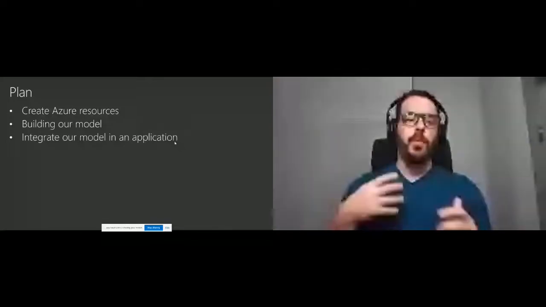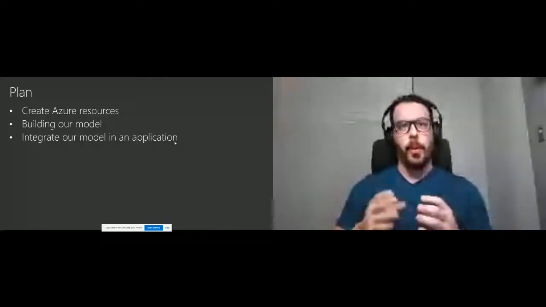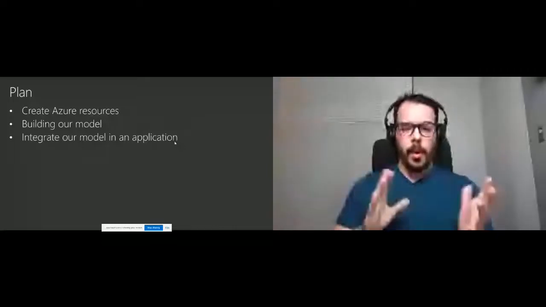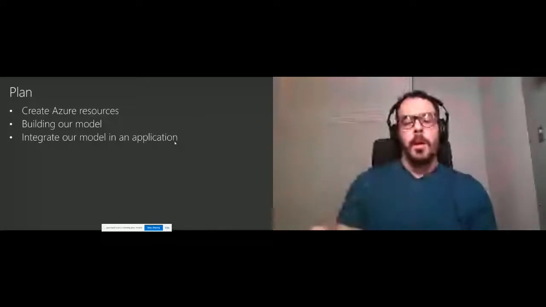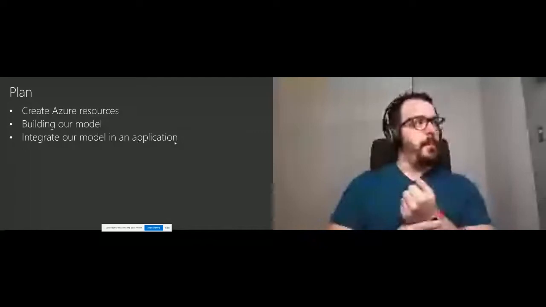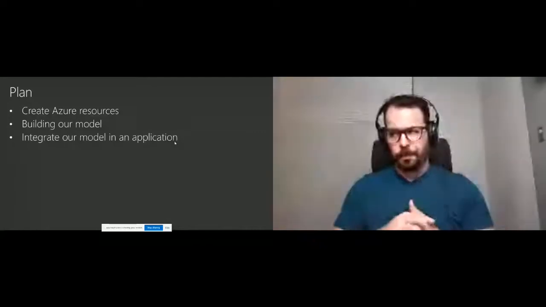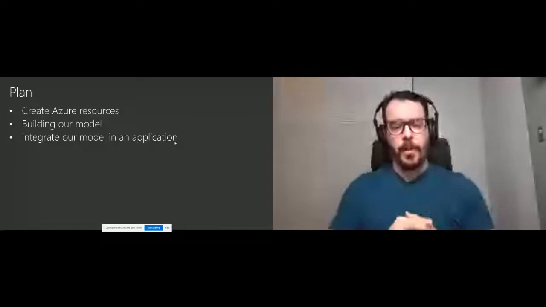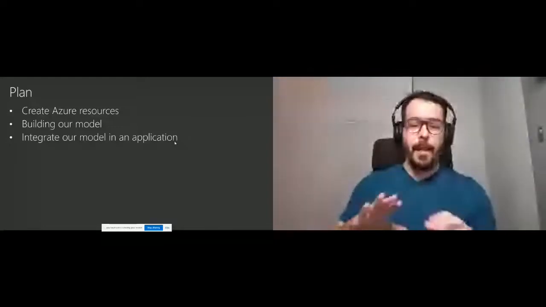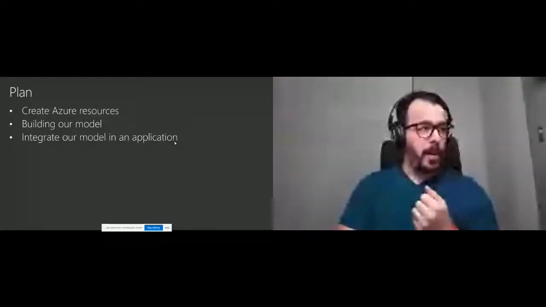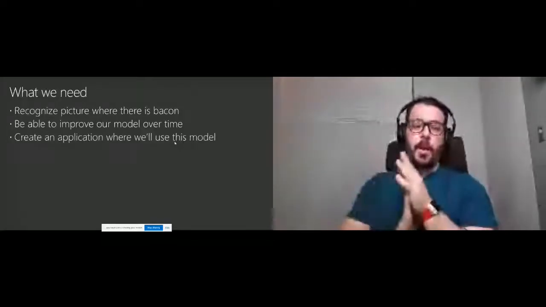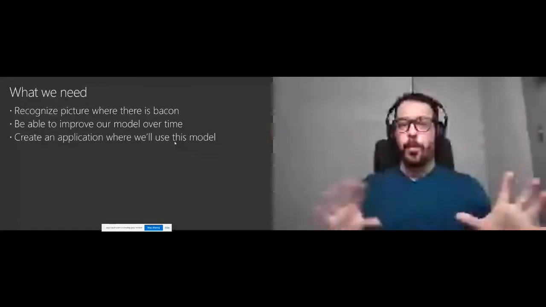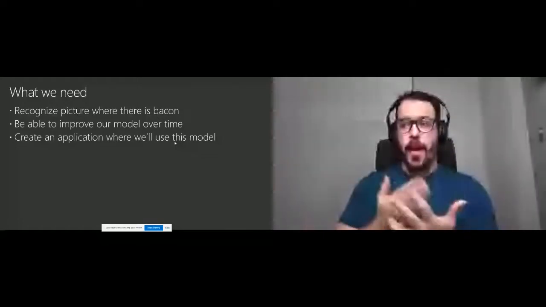So the first step is we're gonna have to create our Azure resources. So we will need to go into the portal and just make sure that we have those resources. Then progressively, step by step, we're gonna go to the next step, and then integrate our model in an application. I'm pretty sure we're not gonna have time for that part. What we need is to recognize a picture where there is bacon. We don't really care where it is. We just need to know in that picture, yes or no.